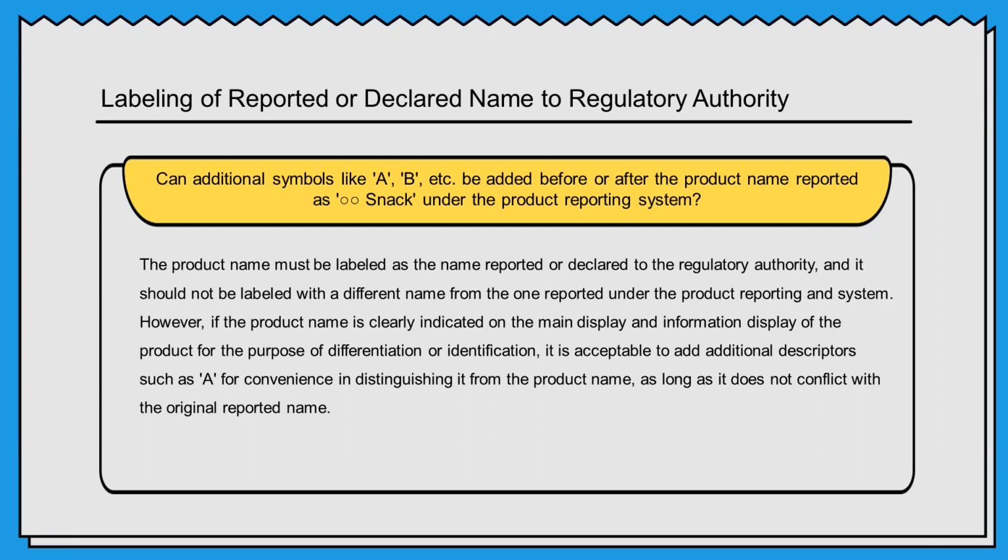The product name must be labeled as the name reported or declared to the regulatory authority, and it should not be labeled with a different name from the one reported. However, if the product name is clearly indicated on the main display and information display of the product for the purpose of differentiation or identification, it is acceptable to add additional descriptors such as 1A, for convenience in distinguishing it from the product name, as long as it does not conflict with the original reported name.